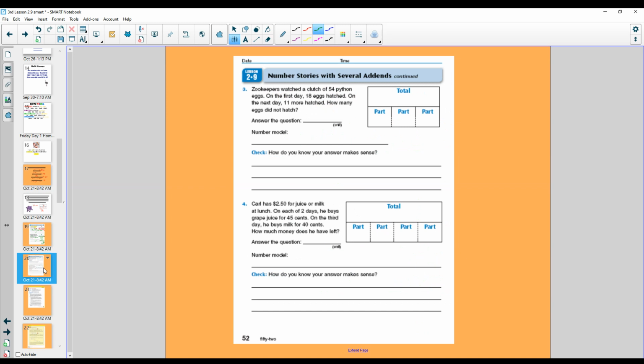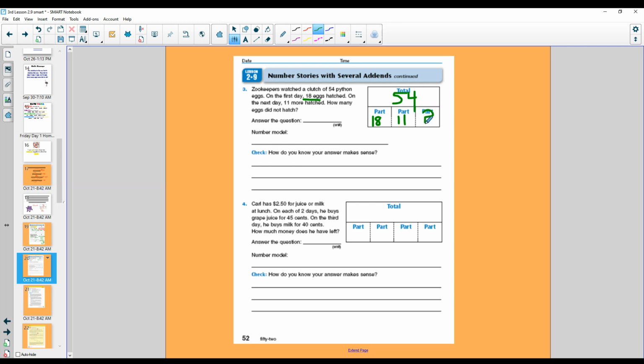All right, 2 more problems for today. Zookeepers watched a clutch of 54 python eggs. On the first day, 18 eggs hatched. On the next day, 11 more hatched. How many eggs did not hatch? Well, we don't know this other part. We just know that there was 54 eggs in total.